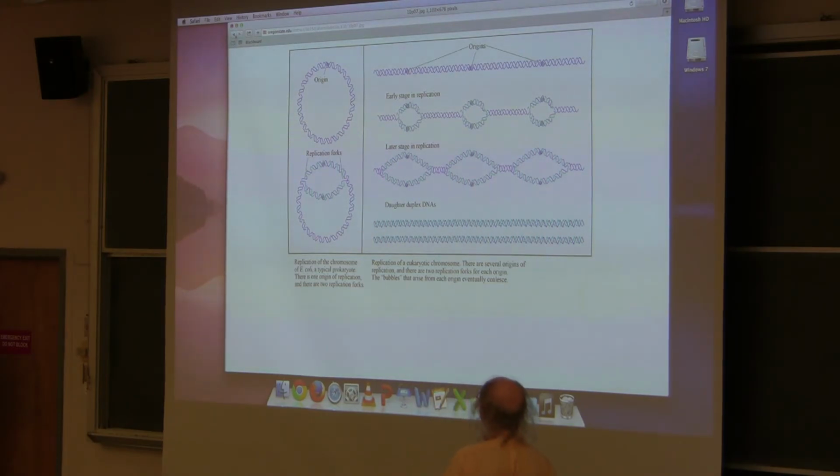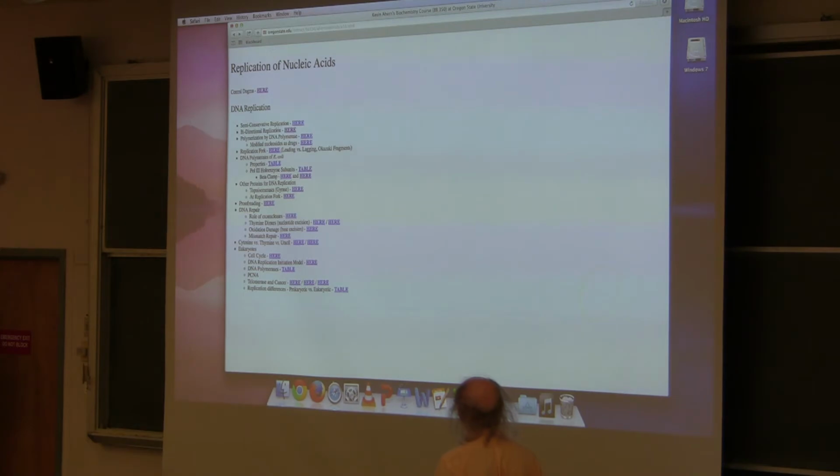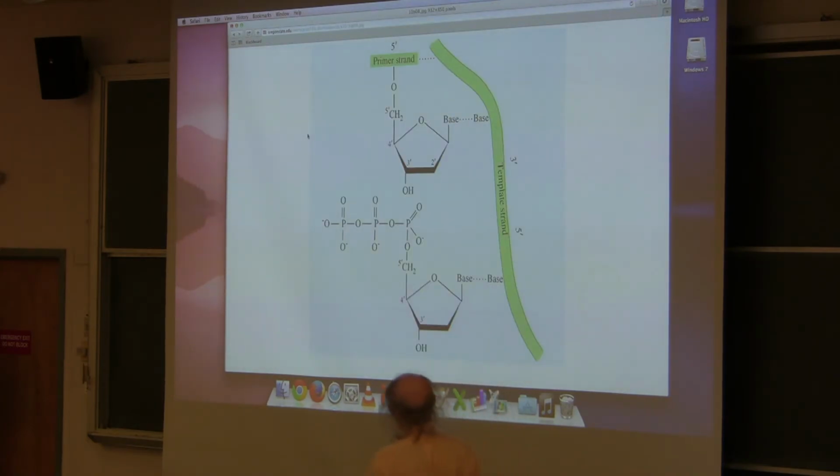Okay. Well, how does this overall process work? Well, first of all, like everything else that happens inside of a cell, reactions are catalyzed by enzymes.